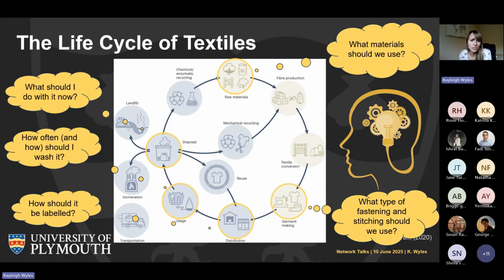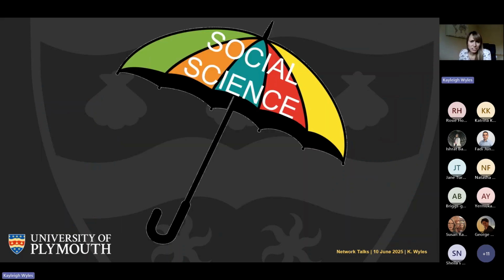And this is where social sciences are needed. We need to bring in that human dimension to understand these decisions and behaviours. So social sciences, they are still a scientific study, so there's still experimental aspects to it.